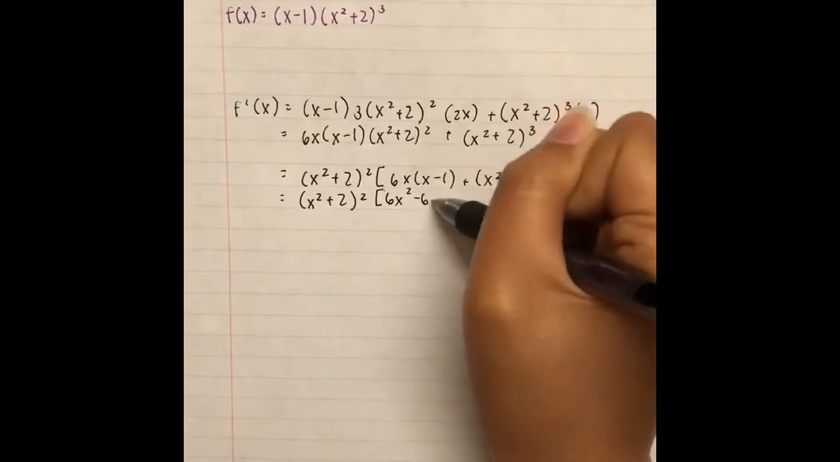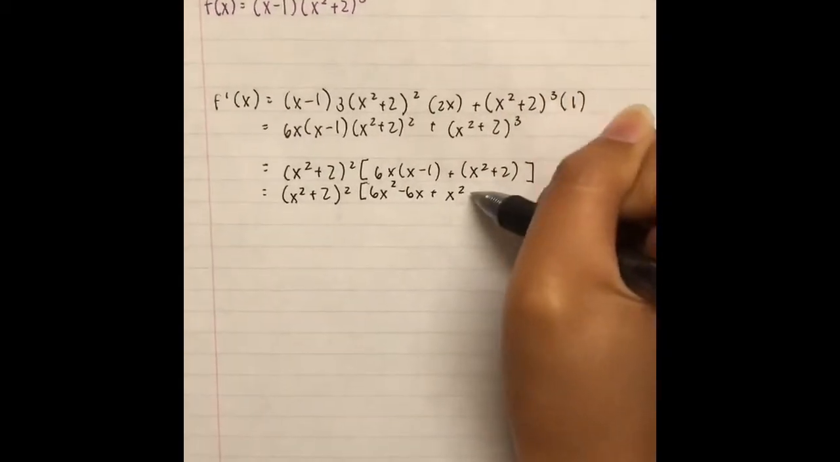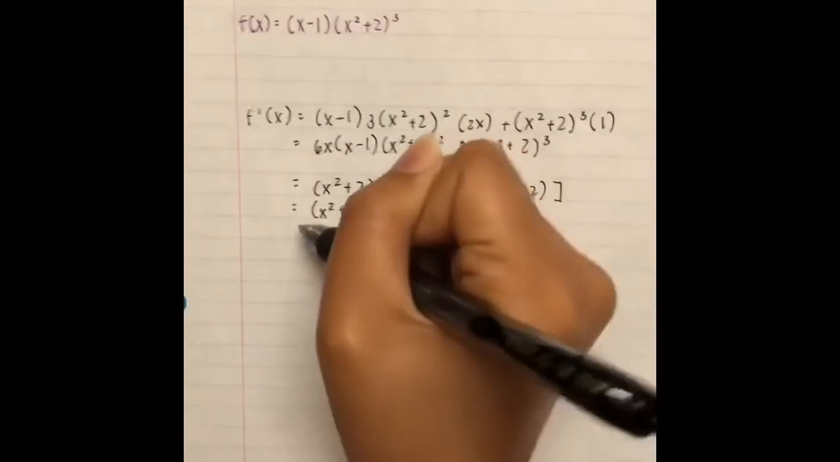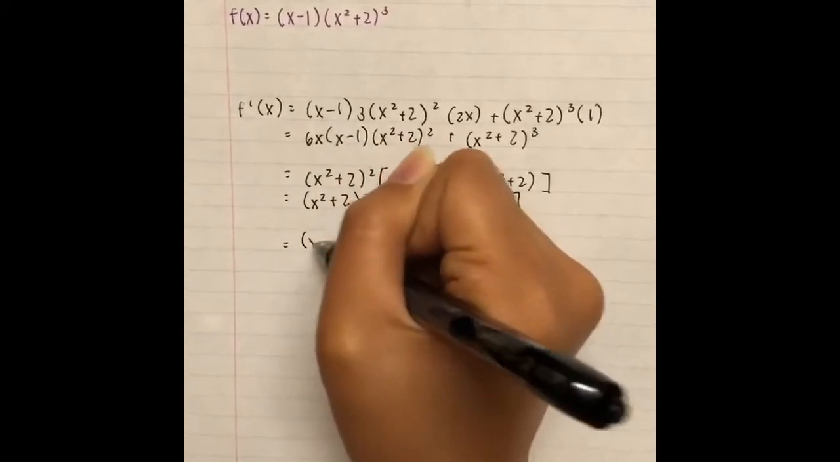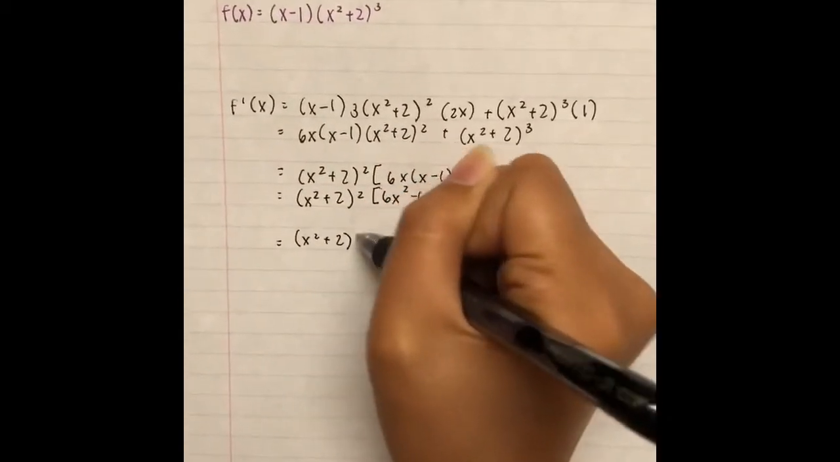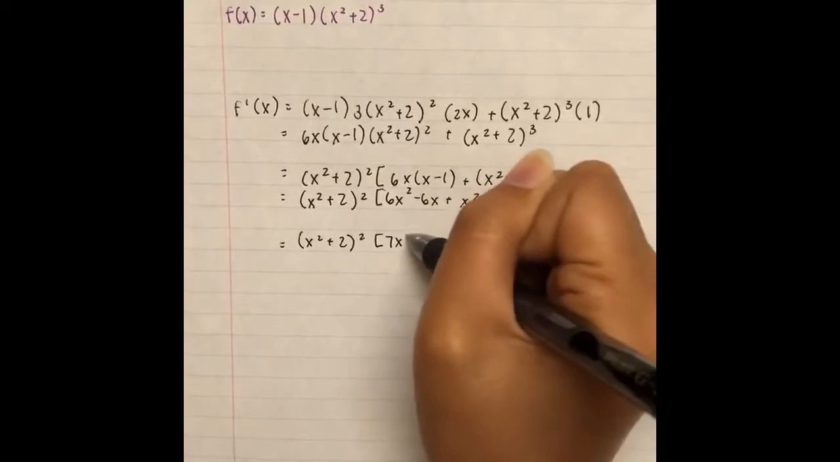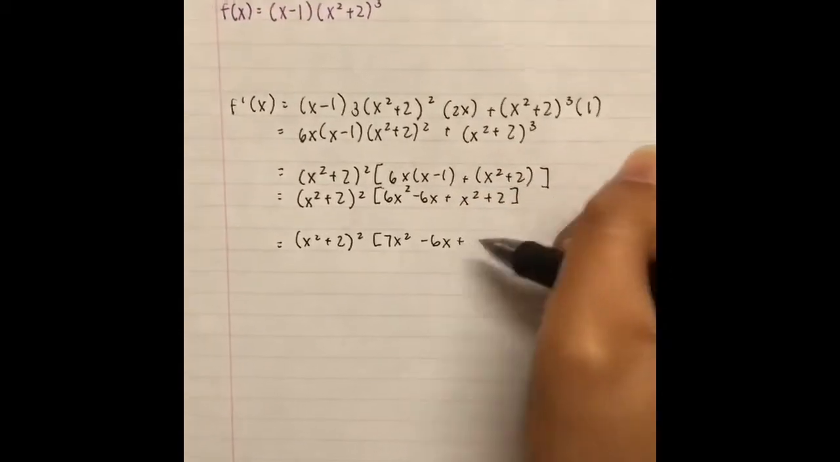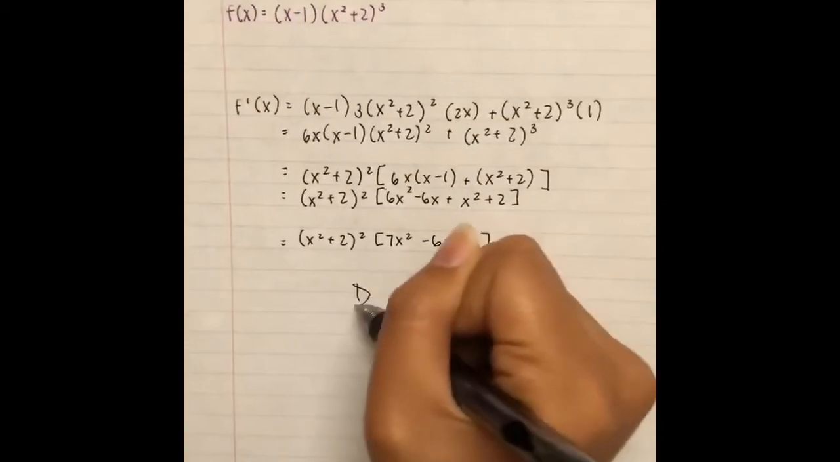6x squared minus 6x plus x squared plus 2. And add like terms. And you will see that your answer is D.